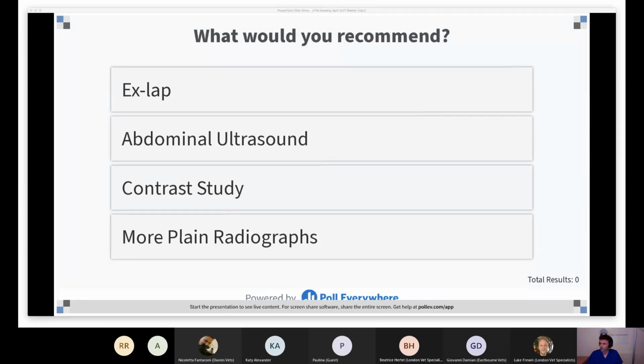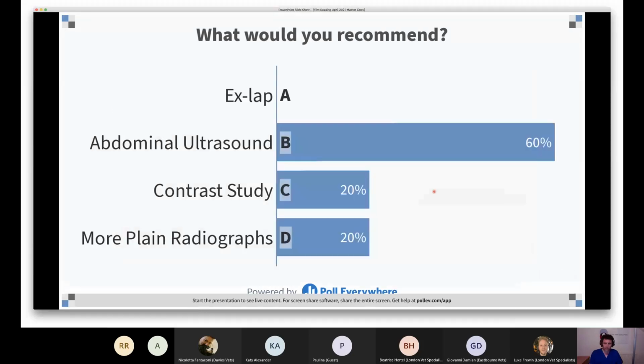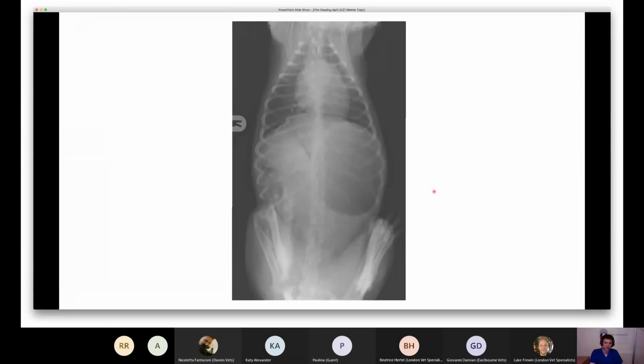Okay, so let's have a look to see where you guys are sitting with this one. All right, so the vast majority of you are going to go for the ultrasound, which I think is very reasonable. Some of you said that you might give it some contrast, which is also reasonable. And some of you said, I'm going to just sit on this patient and maybe take some radiographs a little way down the line, which again I think is very reasonable.